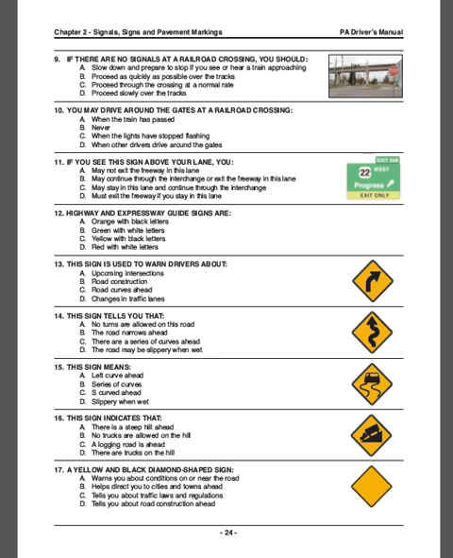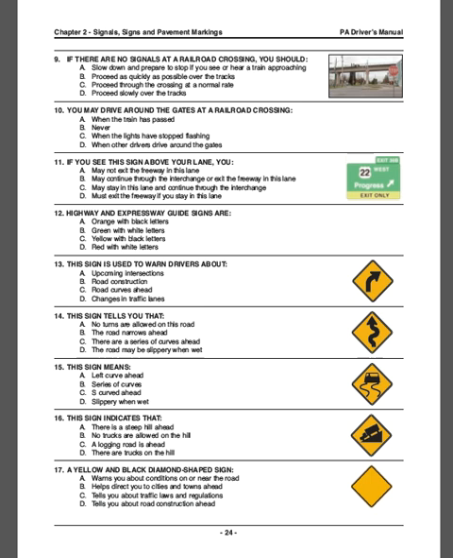17. A yellow and black diamond-shaped sign. A. Warns you about conditions on or near the road. B. Helps direct you to cities and towns ahead. C. Tells you about traffic laws and regulations. D. Tells you about road construction ahead.